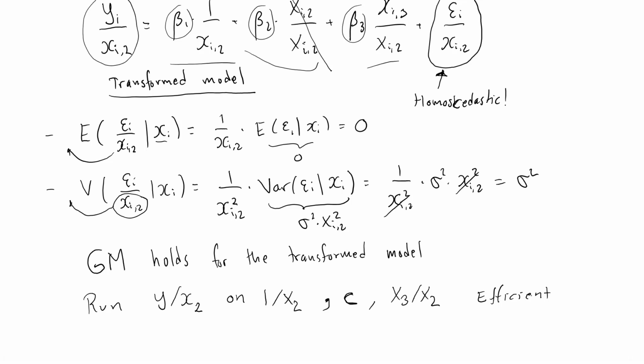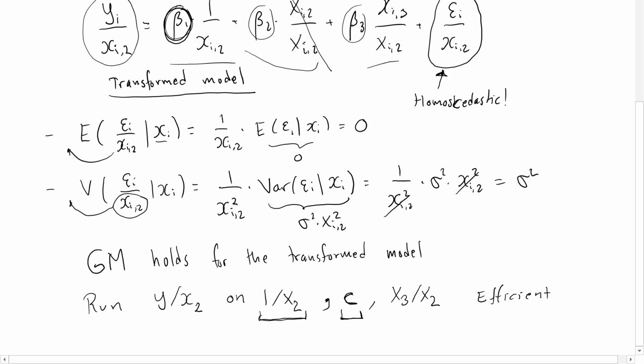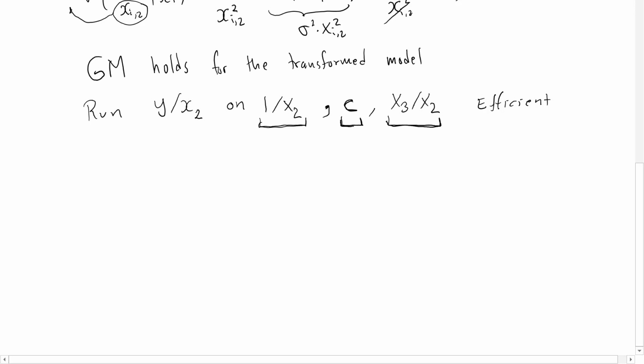The only thing you have to be careful with is the interpretation. If you run this regression, then the parameter in front of this variable will actually be the intercept of the original model, while the intercept of the transformed model will be the marginal effect of x2. The parameter in front of this variable will be the marginal effect of x3.